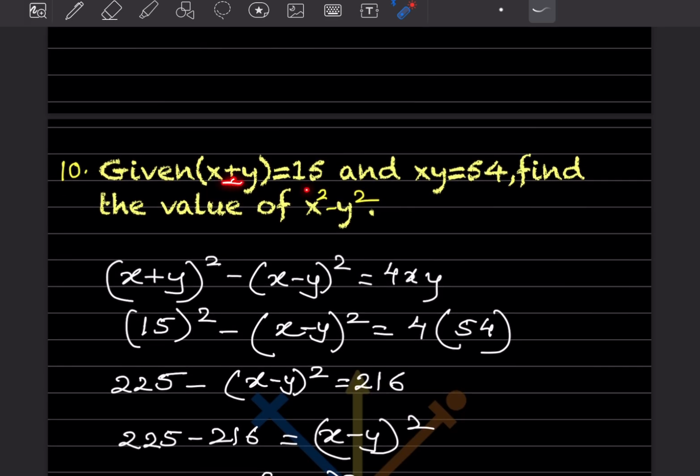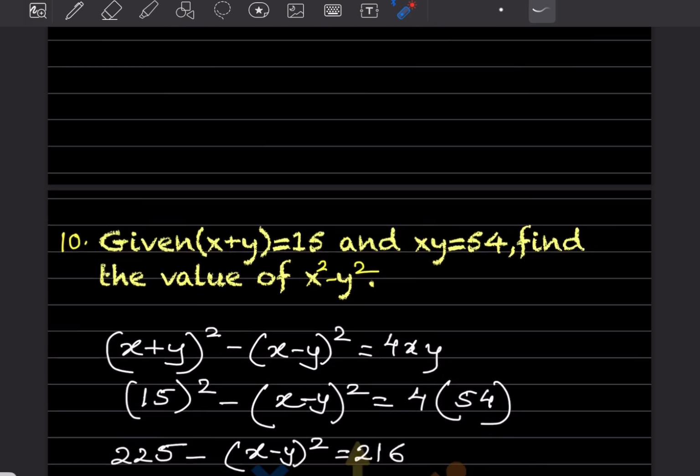Given x plus y is equal to 15 and xy is equal to 54, you have to find the value of x square minus y square. In this case, we cannot use the same formula as this one. So what do we do?